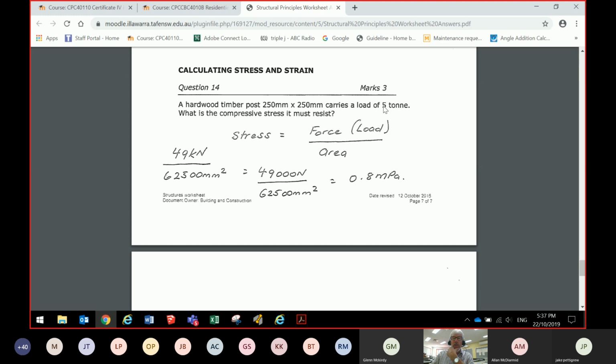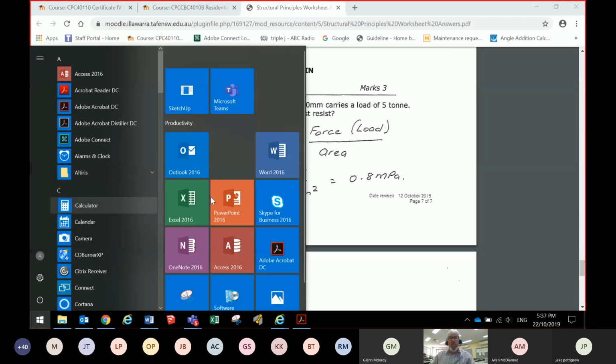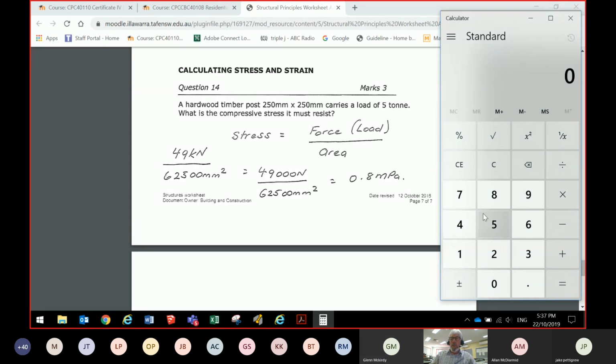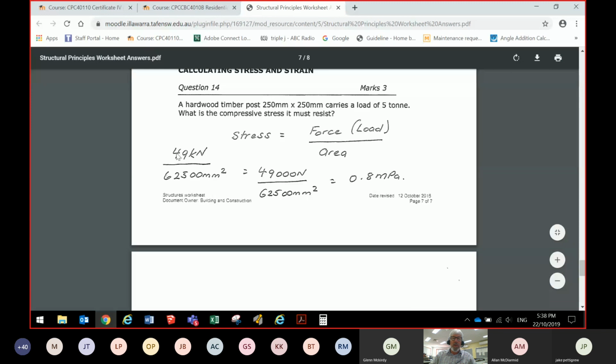And the load for this one was 5 tonne, which is, if we work on 9.81 kilonewtons, that's the gravitational acceleration, you'll come up with 49. So we did the calculations on that one last night, and so we went 5 times 9.81. I think that's the one where we come up with 49.05, which is where we got the 49 here.